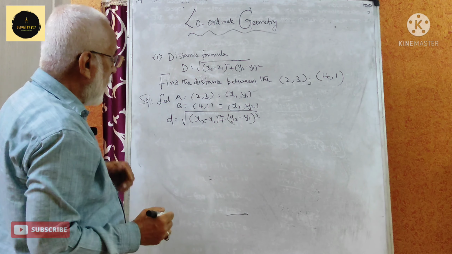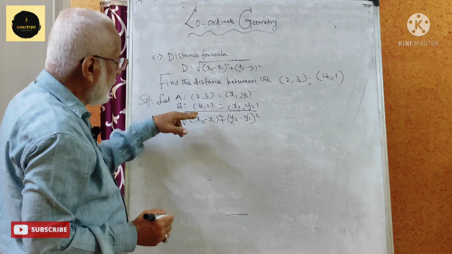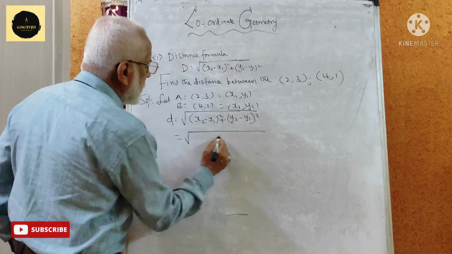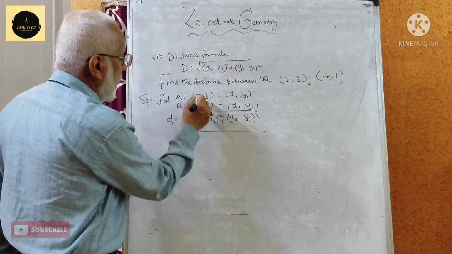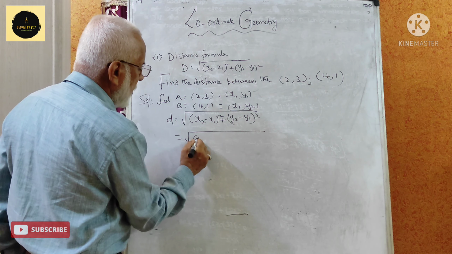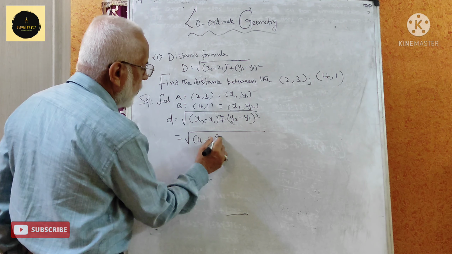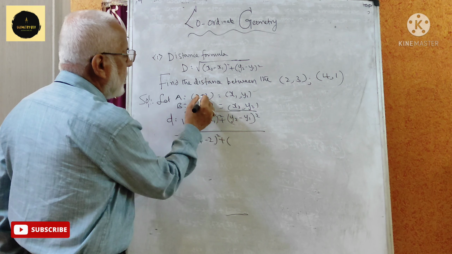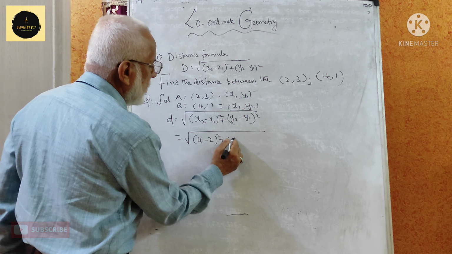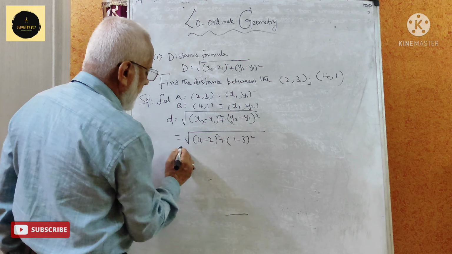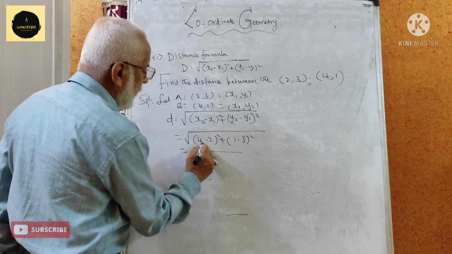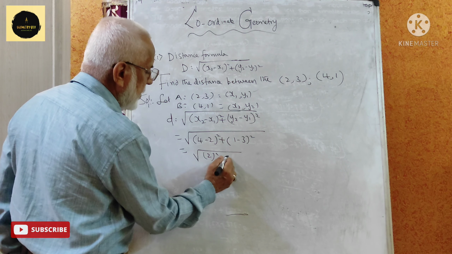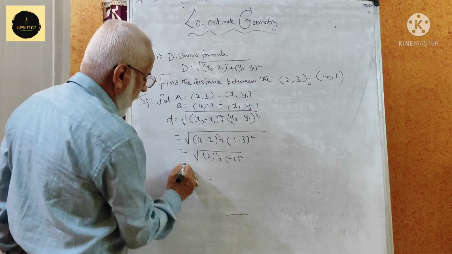So substitute the values. What is the value of x2? The value of x2 is 4, and x1 is 2. So this means (4 minus 2) whole square plus (y2 minus y1) whole square. y2 is 1 and y1 is 3, so this is (1 minus 3) whole square. Then subtract 2 from 4, you get 2 whole square. Subtract 3 from 1, it is minus 2 whole square.